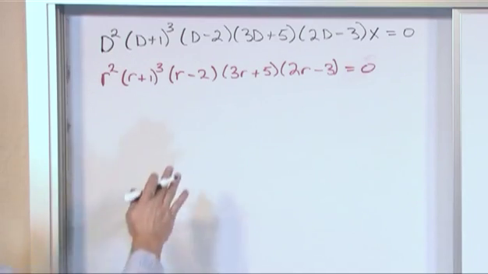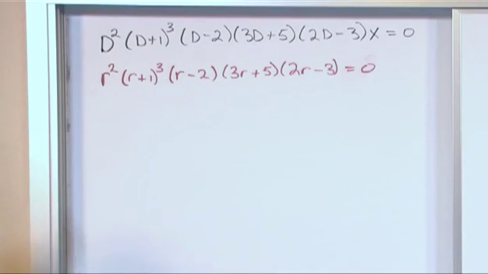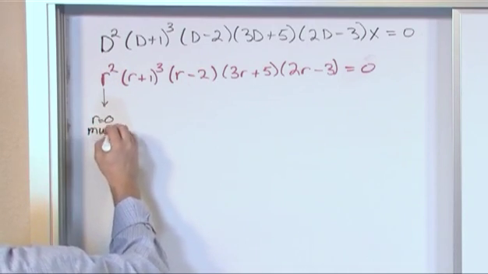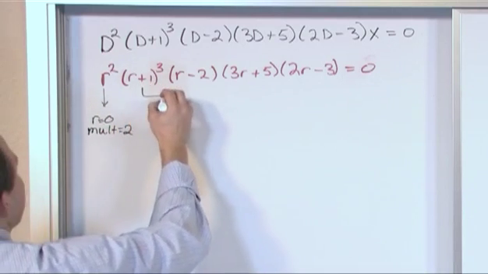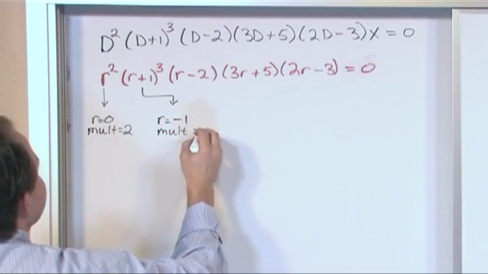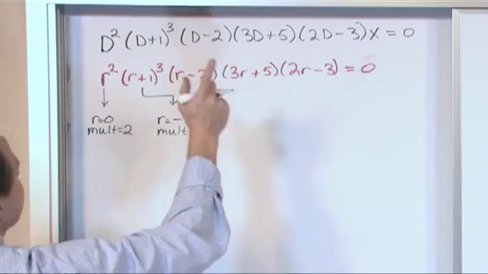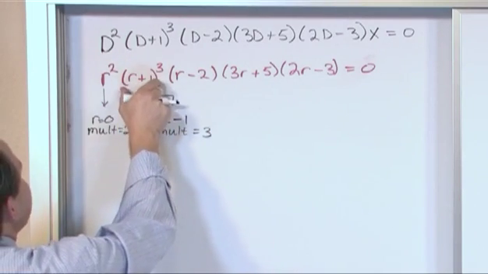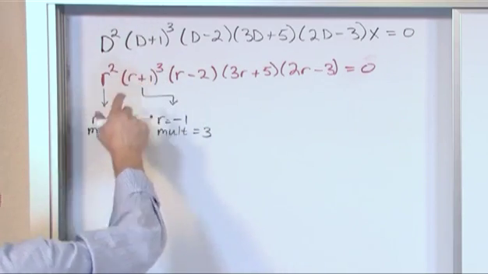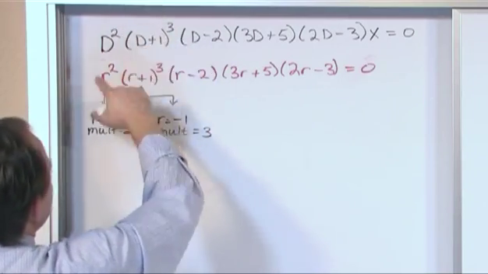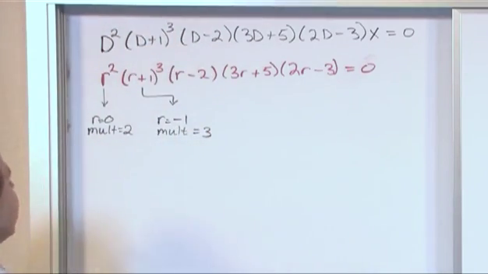And at this point, you just basically do what you already know how to do. This guy, this is r is equal to 0 with a multiplicity of 2, right? This guy, this is r is equal to negative 1 with a multiplicity of 3. Because if you think about it, another way to think of it is this guy is actually (r plus 1) times (r plus 1) times (r plus 1). Just like up here, this is (D plus 1) times (D plus 1) times (D plus 1). So it's derivatives multiplied by each other, basically, is what's happening there.